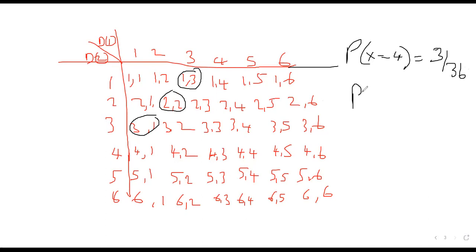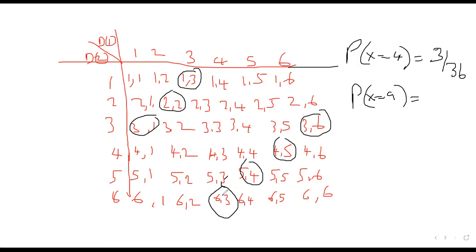How about probability that the sum will be 9? We'll go where there is 9. 9 is starting from here. 9, 9, 9, 9. Only happens on the diagonal. So we have 1, 2, 3, 4. So 4 out of what? 36.